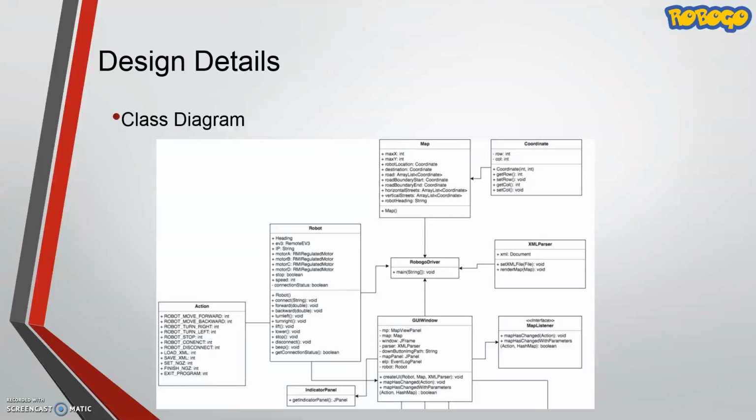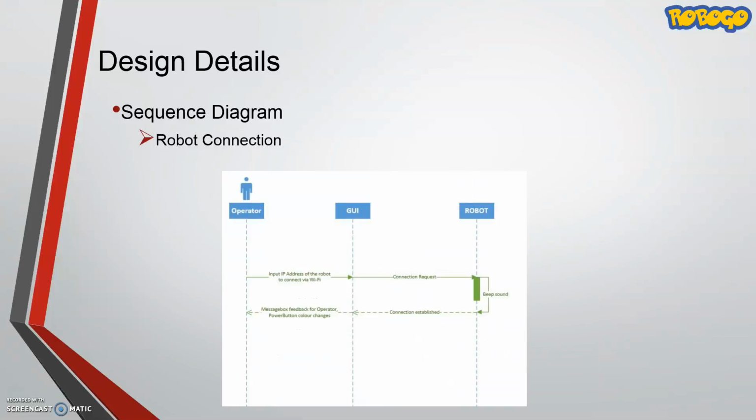Okay, so next we'll move on to the sequence diagram. For the sequence diagram, as you can see, the first one will be the robot connection. The robot connection consists of the operator, the GUI, and the robot. When the user wants to establish a connection, they will enter the IP address, and the connection request will be sent to the GUI, and of course the connection will then be established to the robot. Once it's established, there will be a beep sound, and the power button will change color.